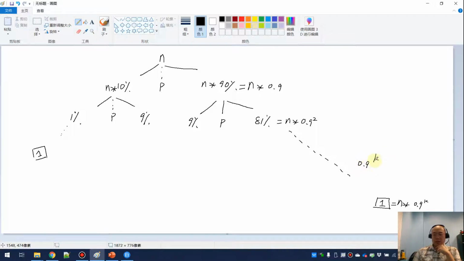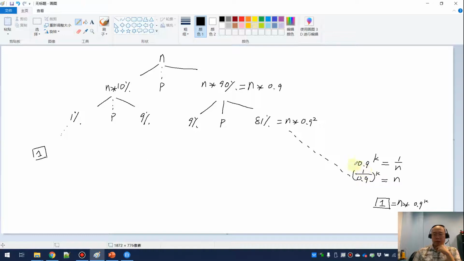0.9 to the power k will be 1 divided by n. Okay, and then how about we reverse that? So that will be 0.9 divided by 1, and then to the power k will be the value of n.